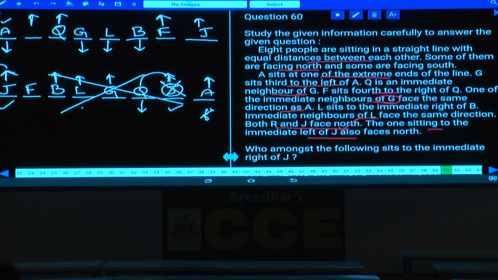Then who is the person left over here? R is the person left over. And where should this R go? R must be in between A and Q. Done?